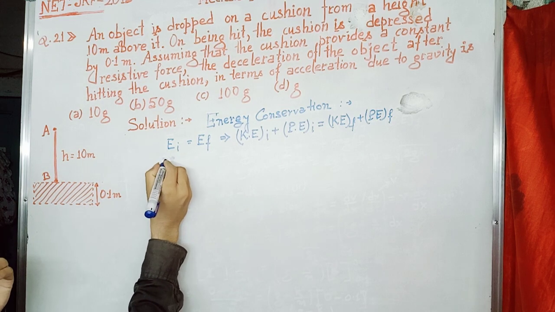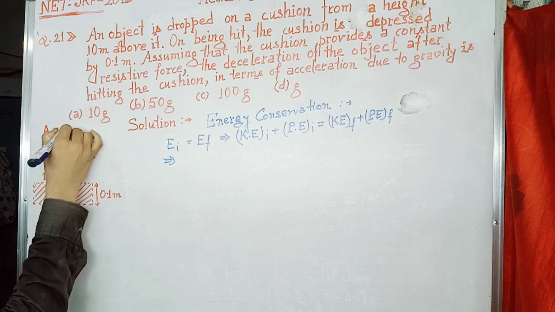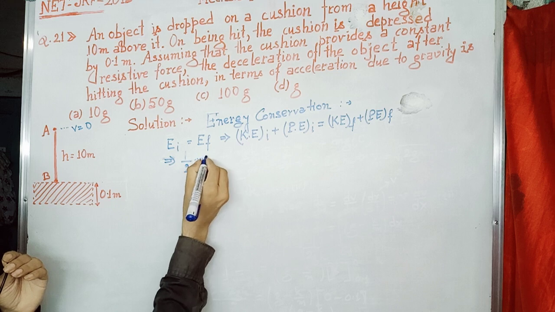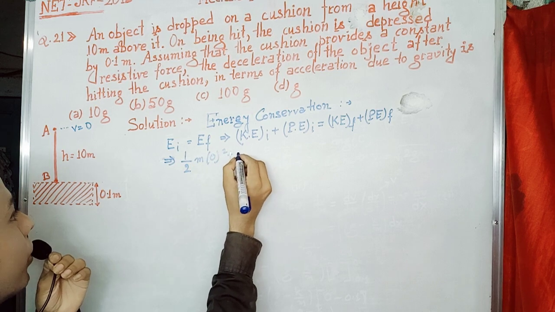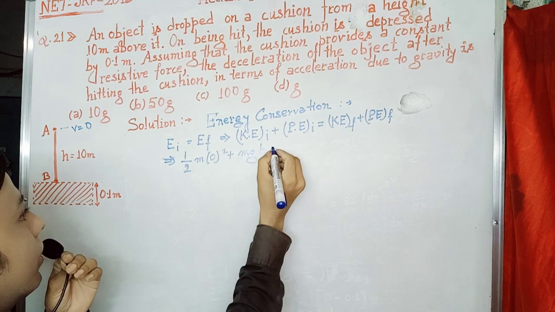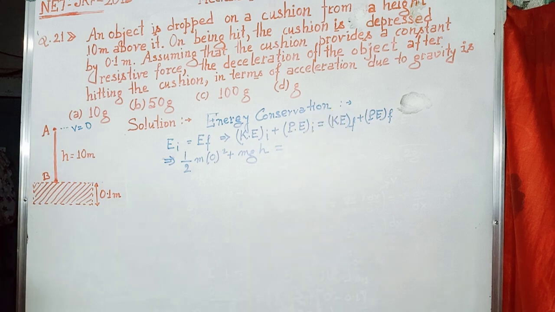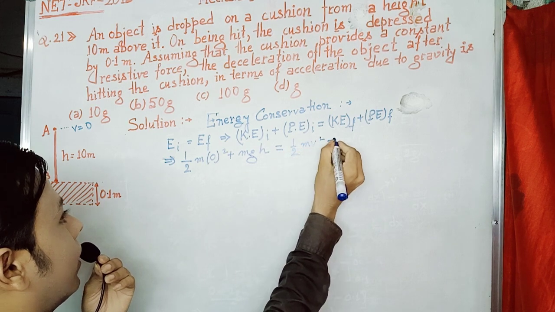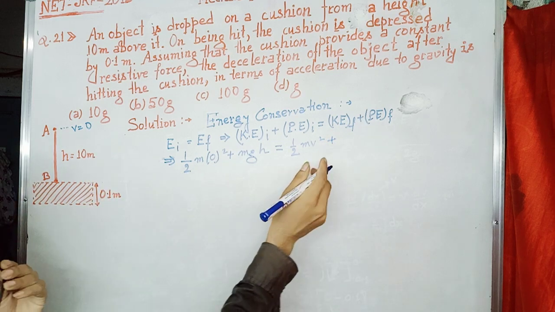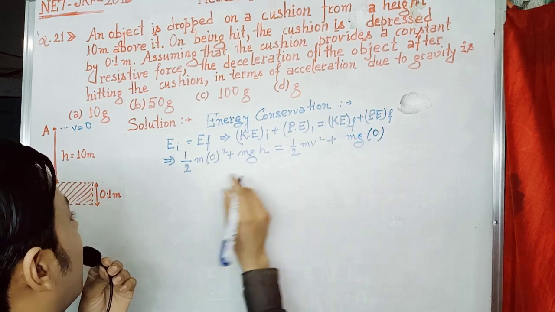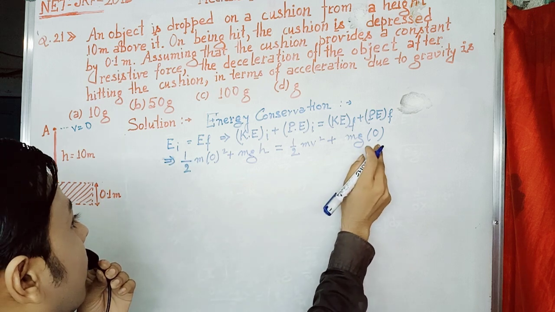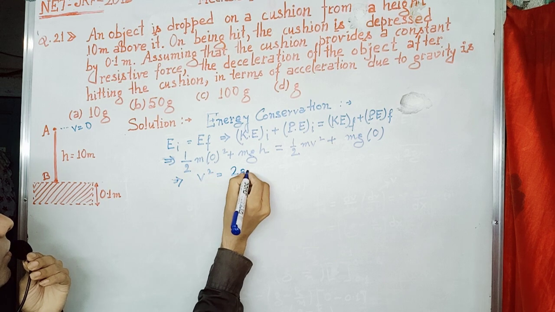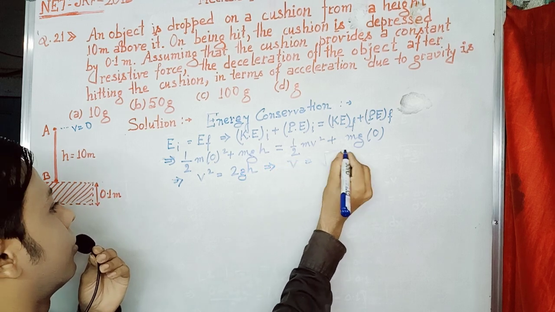Now, as the object starts its motion from A, at the point A its velocity v is equal to 0. Therefore, we can write its initial kinetic energy as half into m into 0 square, plus its initial potential energy mg multiplied by its height h, which will be equal to its final kinetic energy, half m v square, plus its final potential energy mg into 0, because on the cushion its height is considered as the datum level. At the datum level, its height is equal to 0. Therefore, v square is equal to 2gh. So v equals under root 2gh.